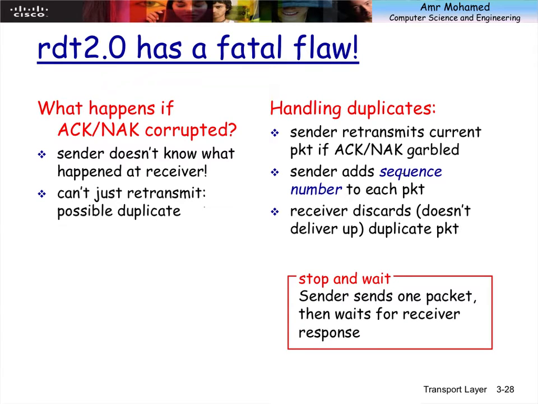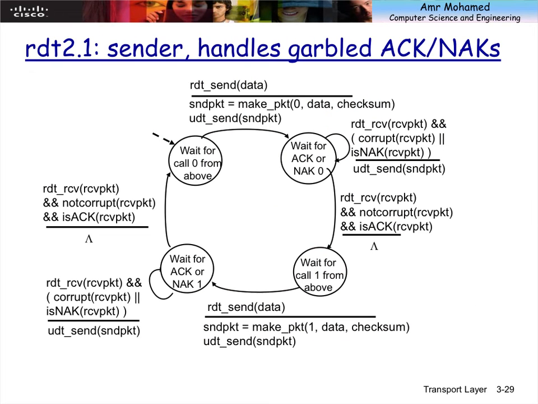This is what this scenario is trying to say. So if the sender sends one packet, then waits for the receiver response, this is what we call in networking the stop and wait. ماشي? So we'll see how this works. Here we still have acknowledgement and negative acknowledgement, but here we have the case where the acknowledgement might get lost. Yes, so here we have the case that the acknowledgement is lost.